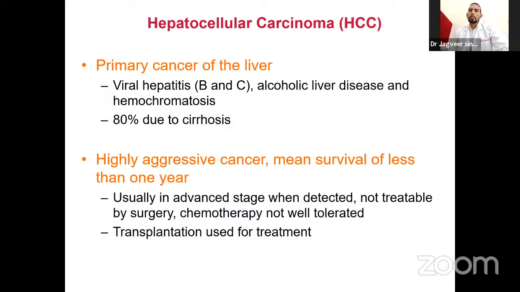The most important thing is hepatocellular carcinoma. This is the primary cancer of the liver. The major causes are viral hepatitis B and C, alcoholic liver disease, and hemochromatosis. HCC can develop in a cirrhotic liver or non-cirrhotic liver, but mostly, 80% of HCC develops in the cirrhotic liver. They are highly aggressive, and mean survival is less than 1 year when diagnosed. They are diagnosed at a very advanced stage. Sometimes they are untreatable by surgery or chemotherapy. Sometimes, if we pick the right time, we can save the life of the patient by transplanting the liver. Next slide, please.